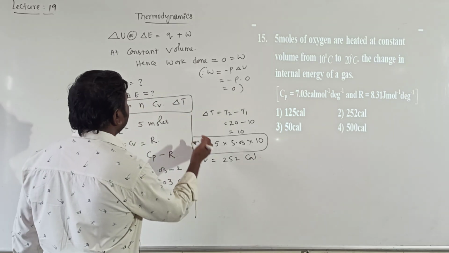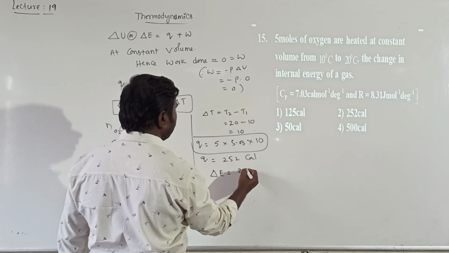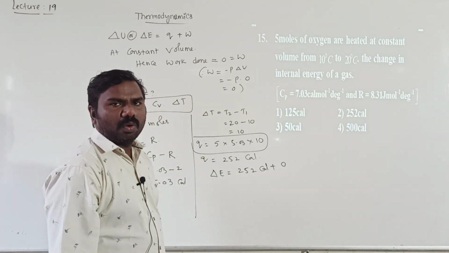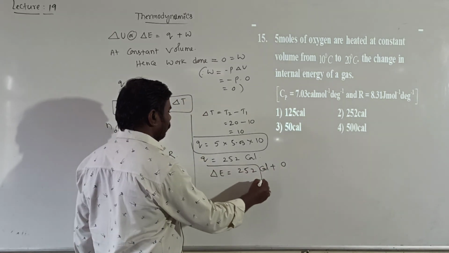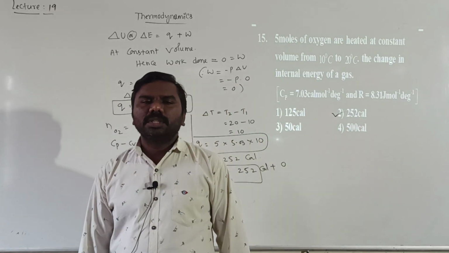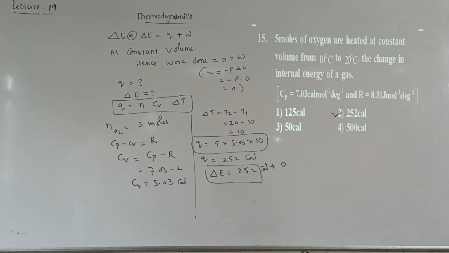So this Q value we got already. Delta E or delta U equals Q, 252 calories, plus work done which will be 0. Then the answer is 252 calories, because work done will be 0. Option B correct. Next bit.